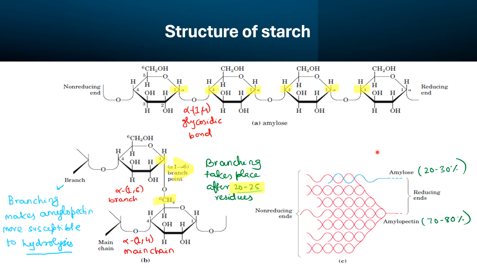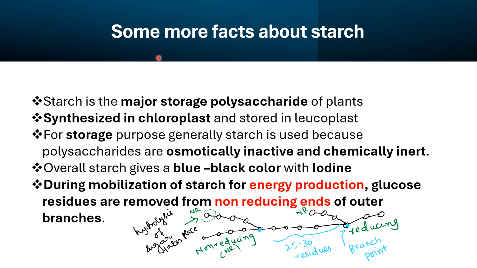So this amylose makes up 20 to 30% and amylopectin makes up 70 to 80% of starch. I hope the structure of starch is clear. Some more important facts about starch. Now this starch is synthesized in the chloroplast and it is stored in leucoplast. We have already discussed it is used for storage because it is osmotically inactive and chemically inert.